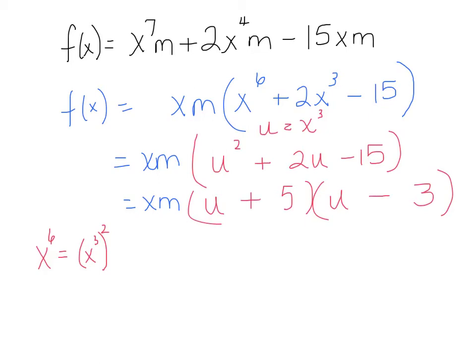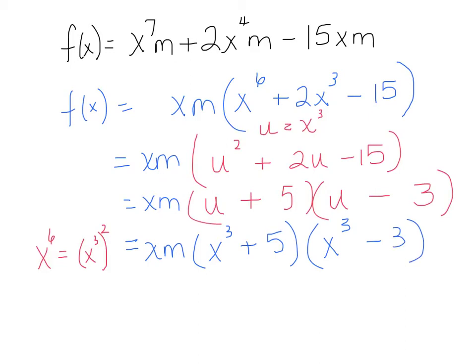Right? Almost done. Now I need to substitute back in for the u. So I have xm, u is x to the third, plus 5. This is x to the third minus 3, and you're done. So that's kind of hairy. Has a little bit of u substitution in it, but we've done that before.